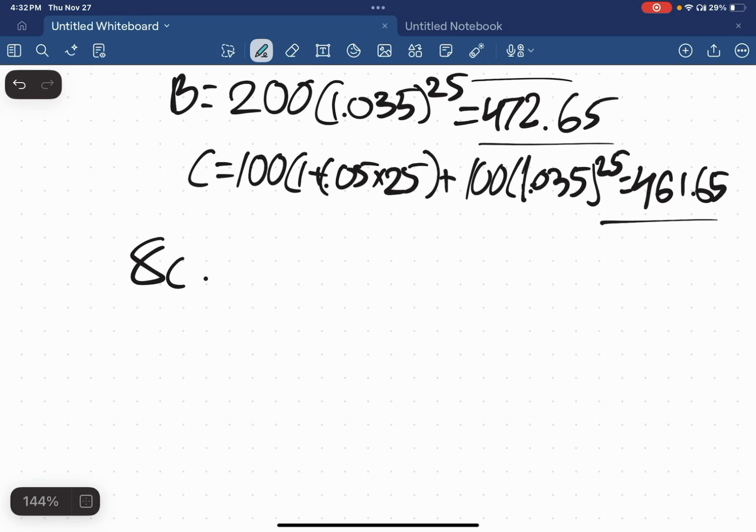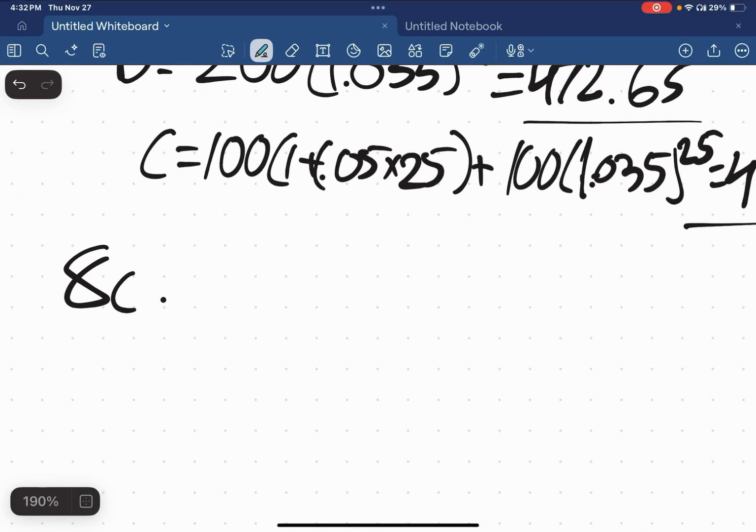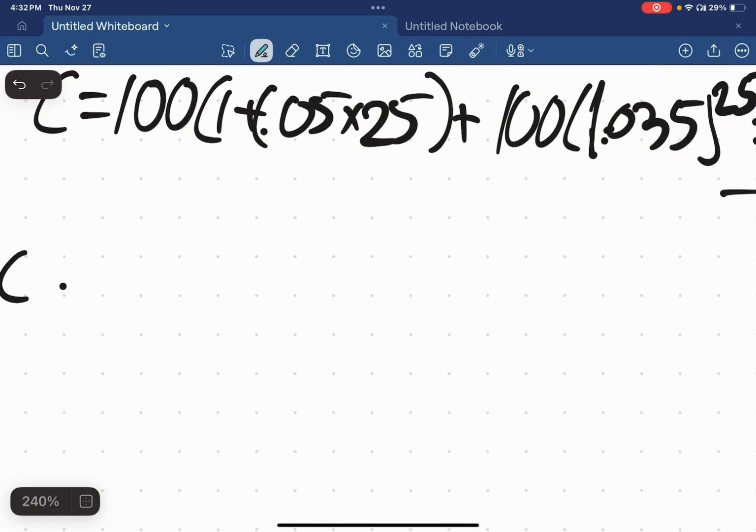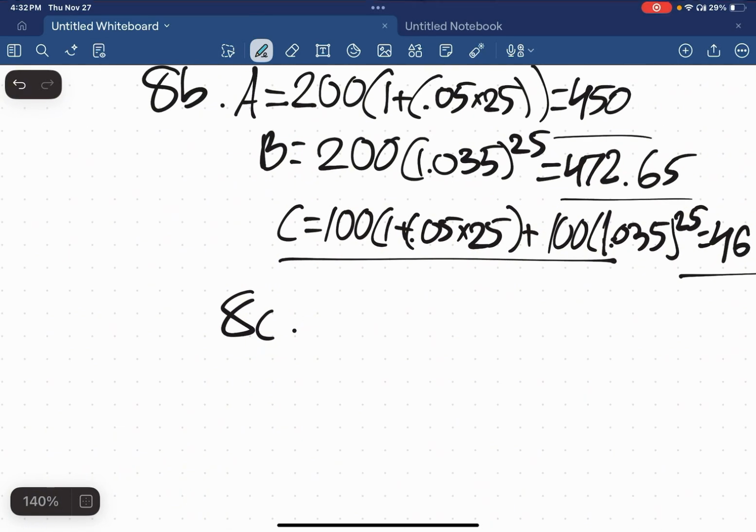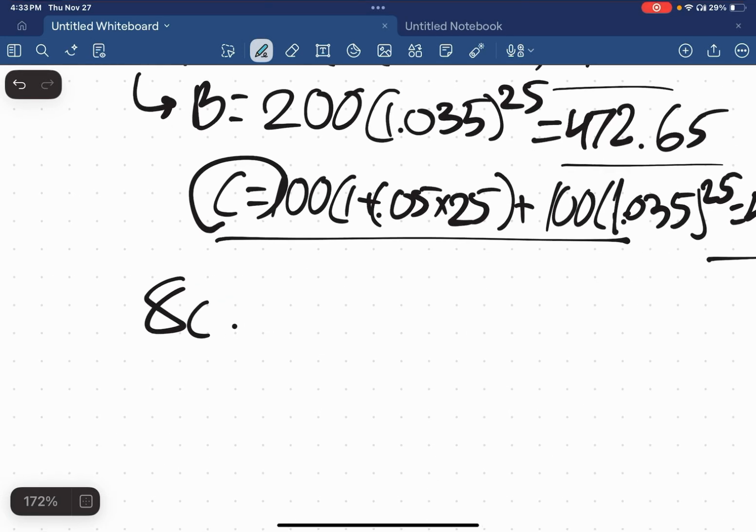8C asks us to determine how many years the three investments yield approximately the same amount. Okay, so here we're just going to have to set them all equal to each other basically. And we don't need to include Sydney in this, hers considers both of them. So if Aya's and Brianna's are equal at the same time, that means so is Sydney, because she's just using both of them at the same exact amounts.